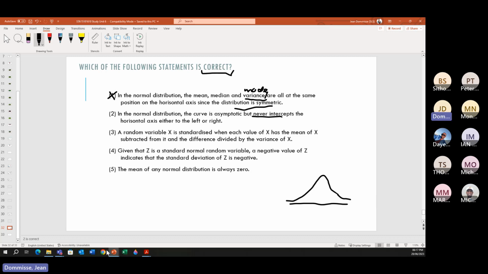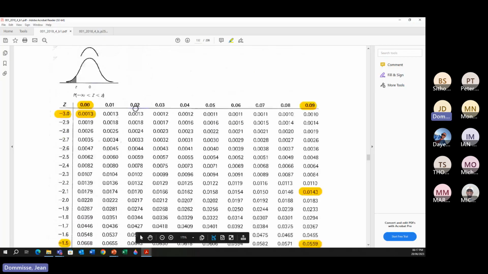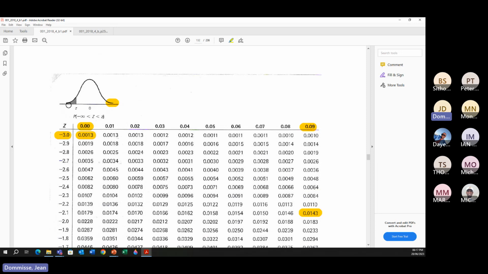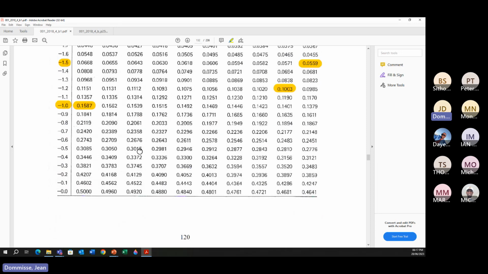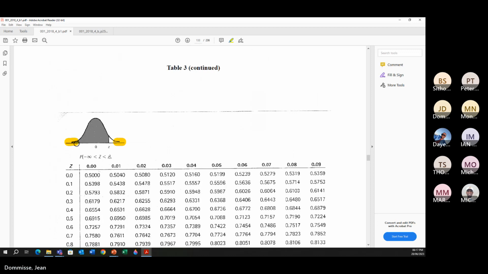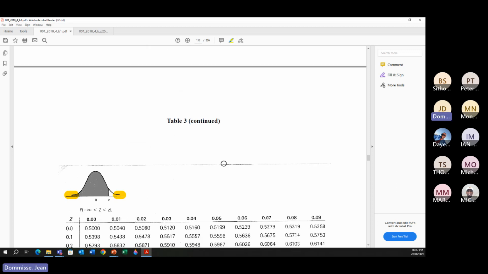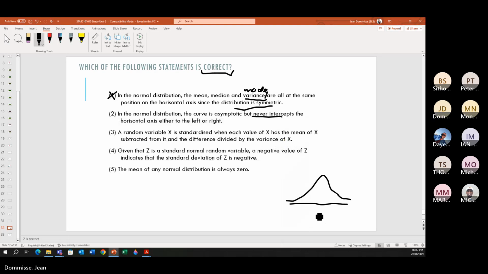So I don't think it was nearly visible on the, see, you can see there as well. It never intercepts the horizontal at all. So option 2 is correct, but I don't even think that was used at all in the study guide. So again, just some extra definitions that they use in this one.